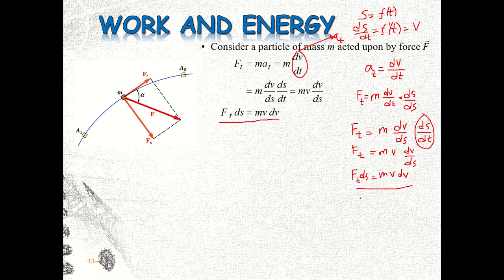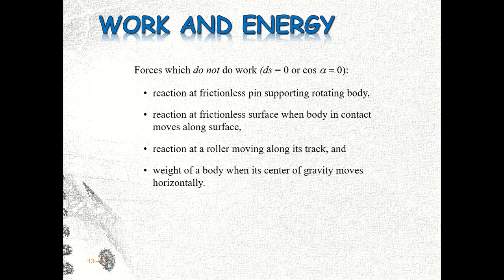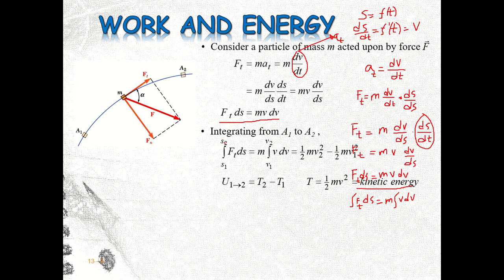I'll show you the solution here. So integrating both sides, integral of ft ds equal to m. The mass is constant, so you can put this outside. The integral of v dv. So the limit here, as you can see, is from s1 to s2, and then here the limit is from v1 to v2.